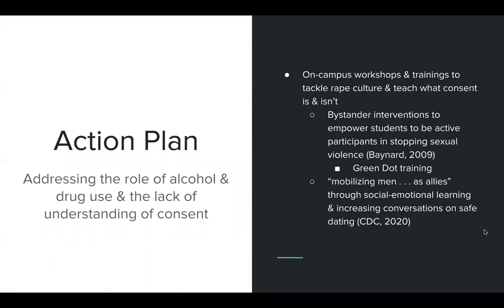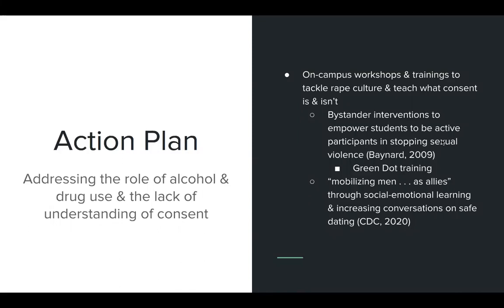In order to end campus sexual violence, it's important to focus on prevention to reduce the number of victims that suffer every day. For this reason, our action plan consists of extending on-campus workshops and trainings to universities that don't have them in order to combat rape culture, which is the societal normalization of sexual violence. This is to address the role of alcohol and drug use and lack of understanding of consent.